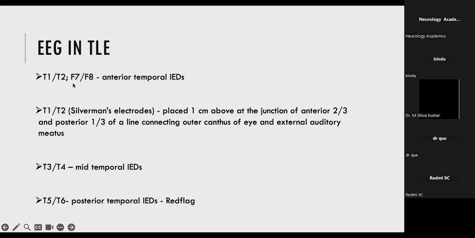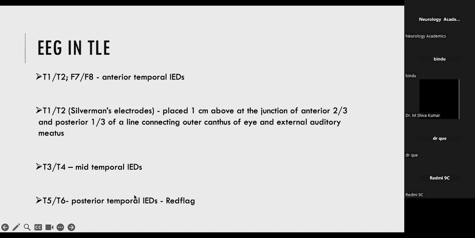As I said, T1, T2, F7, F8 pick up the anterior temporal IEDs, T3, T4 mid-temporal, and T5, T6 posterior temporal IEDs, as T5, T6 are in close proximity with the occipital and temporo-occipital junction. If patients have posterior temporal IEDs alone, or occasional propagation from the nearby occipital or temporo-occipital junction seizures.